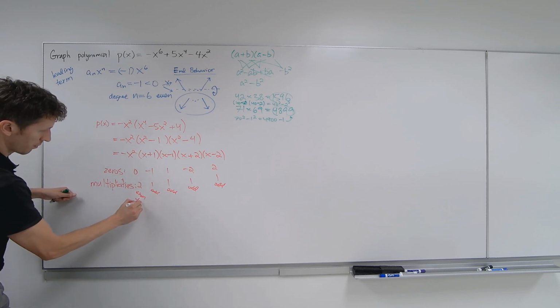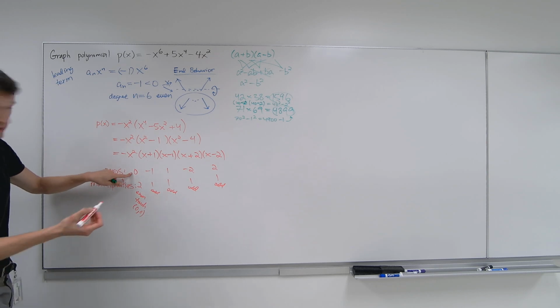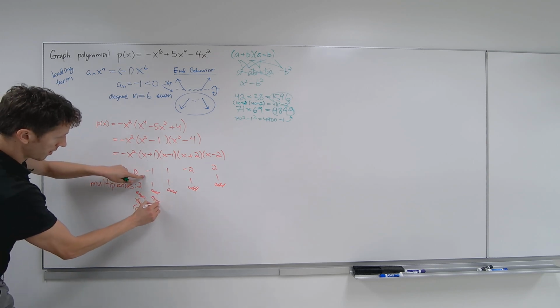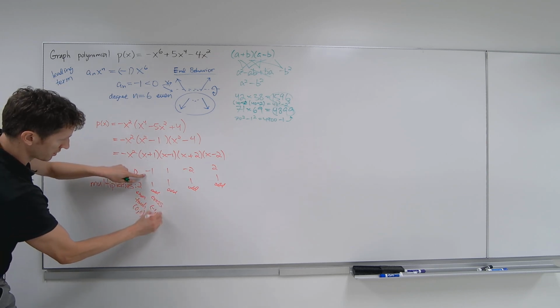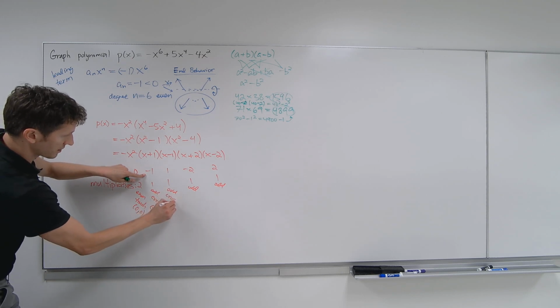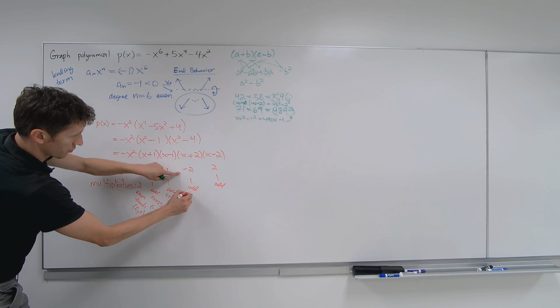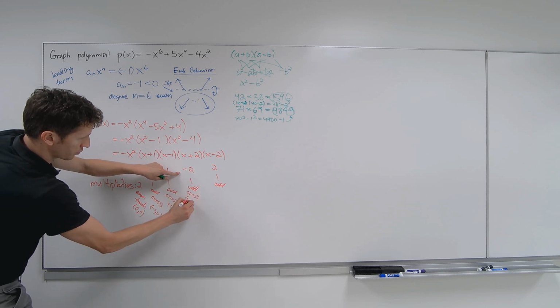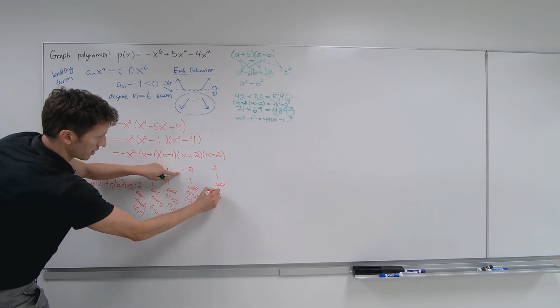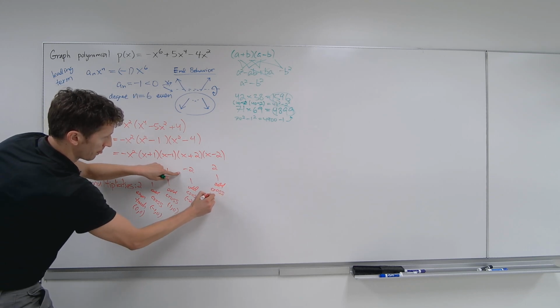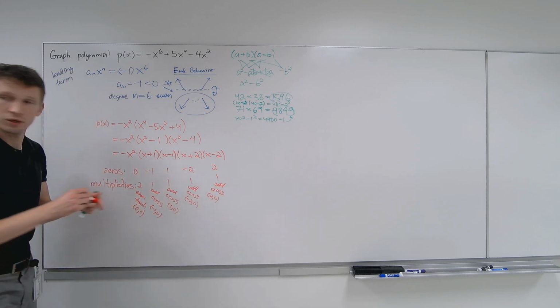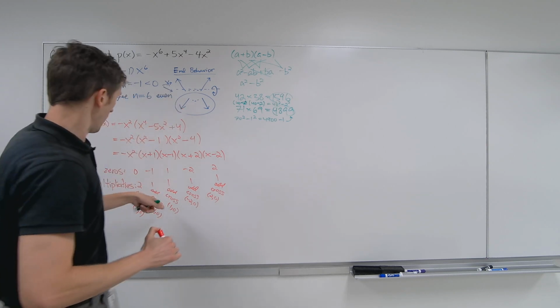So touch at the origin, 0, 0, because that's the x-intercept, right? Odd, it crosses at negative 1, 0 x-intercept. Odd, it crosses at 1, 0 x-intercept. Negative 2, 0, so it crosses there. Cross at negative 2, 0. And cross at 2, 0.